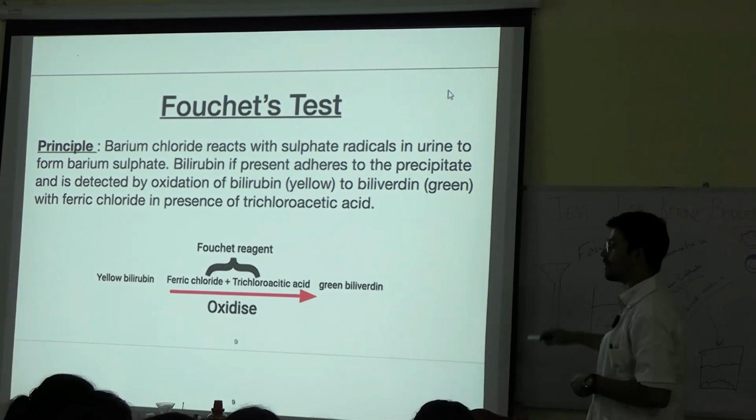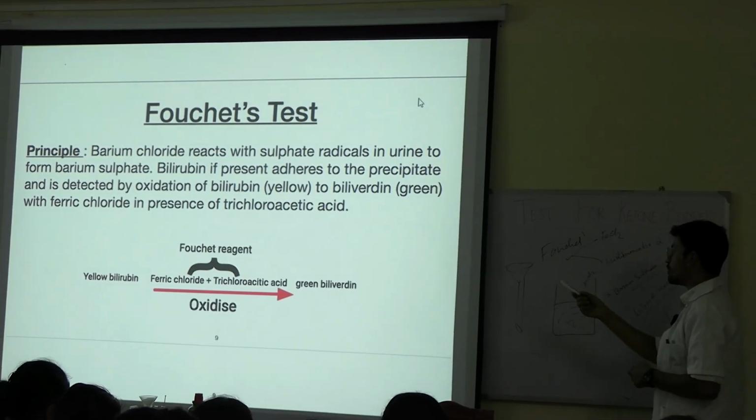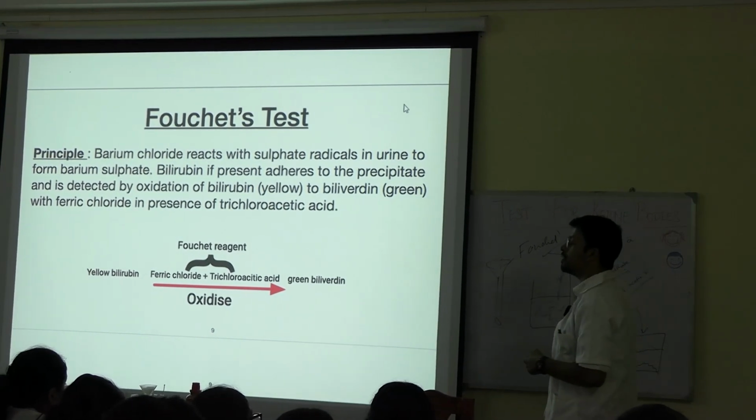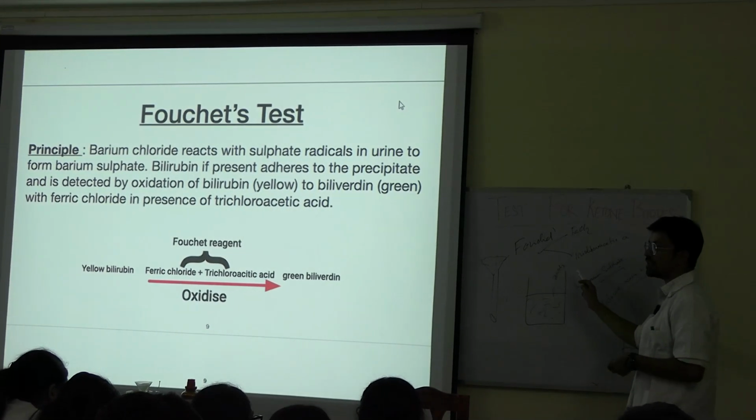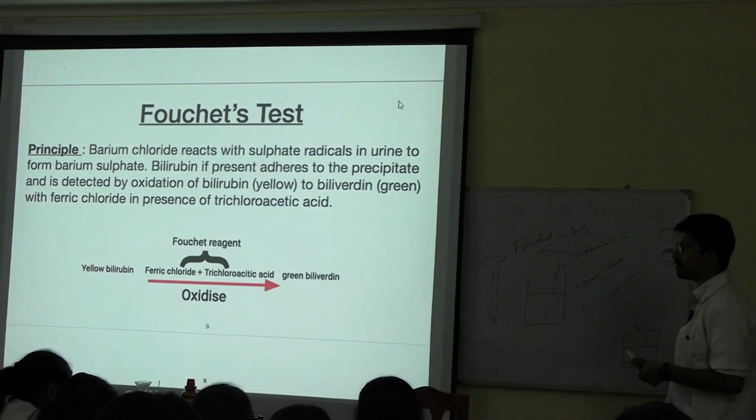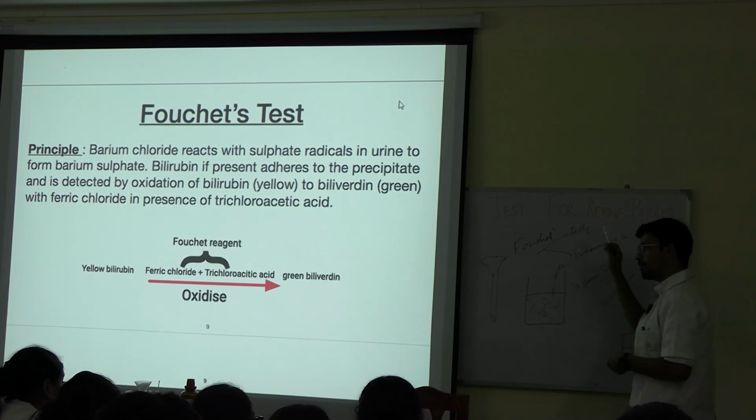If the color change is not happening, that means it was not bilirubin, because the Fouchet reagent will break down the bilirubin and form the biliverdin. So if after adding the Fouchet reagent there is no color change, that means bilirubin is not there, and if it changes color, bilirubin is there.